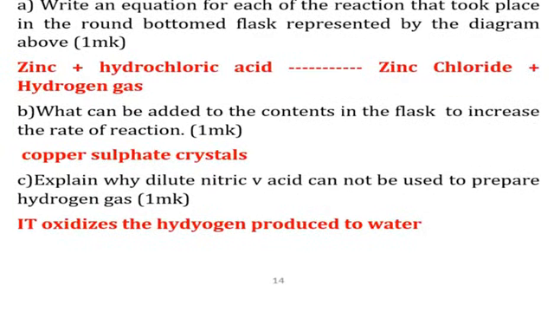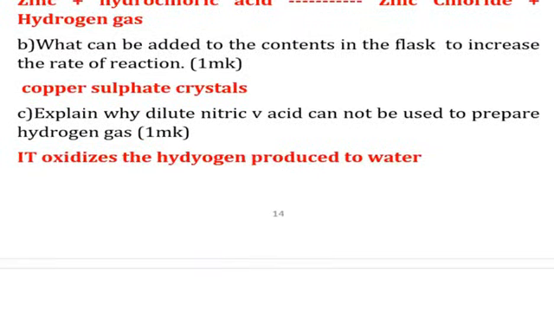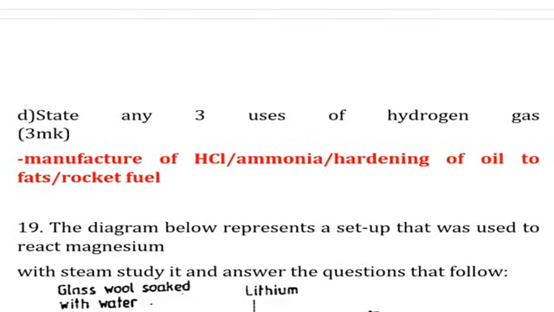What can be added to the content in the flask to increase the rate of reaction? That one is copper sulfate crystals. Next, explain why dilute nitric V acid cannot be used to prepare hydrogen gas. It oxidizes the hydrogen produced to water.